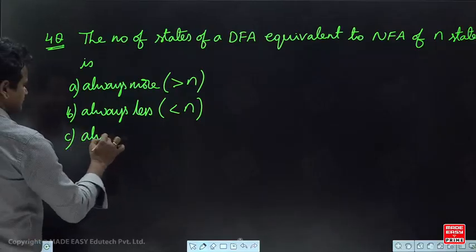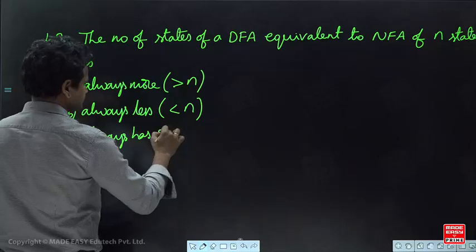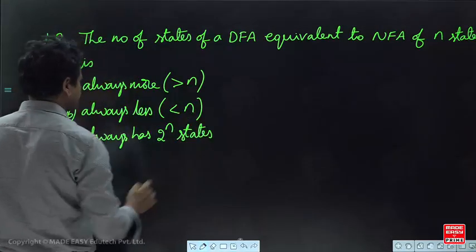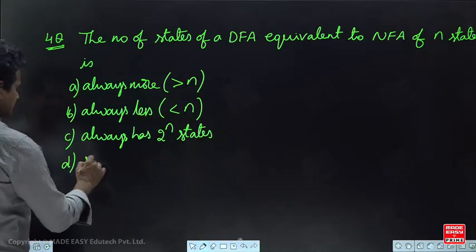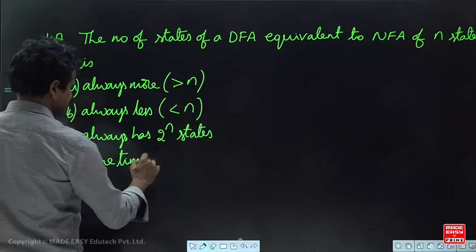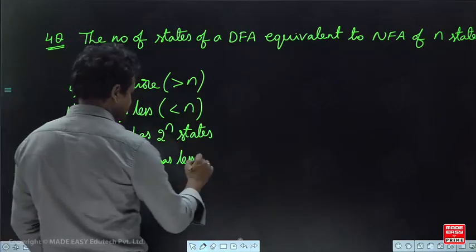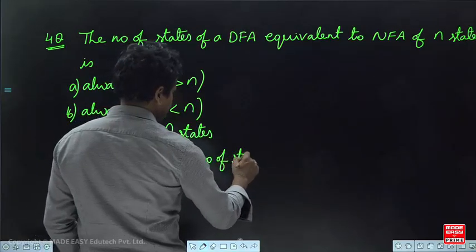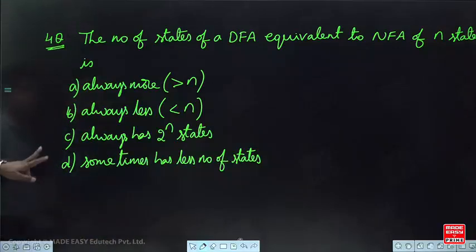Always has 2 power n states, and D, sometimes has less number of states. Sometimes has less number of states.